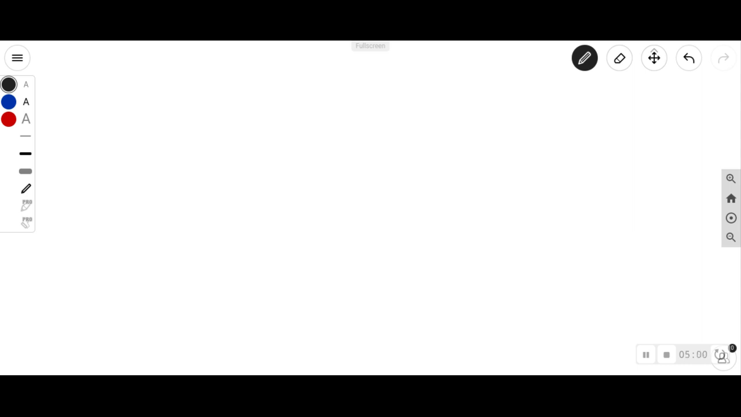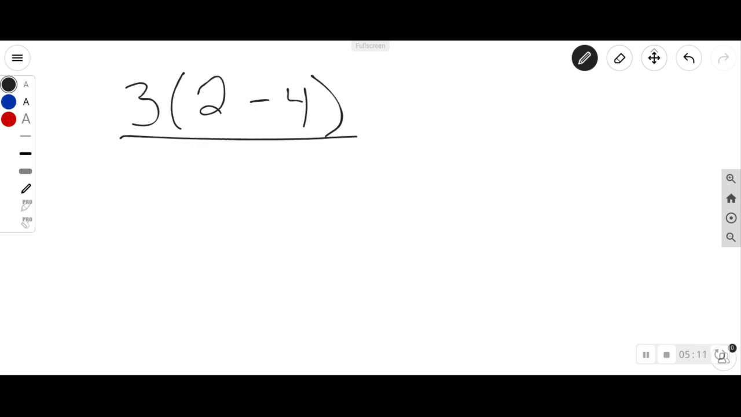Okay, so now let's look at a little bit different one. 3 parentheses 2 minus 4, big division sign, and a 2. The way we normally say this is 3 times, so I'm going to put a little times symbol in there, the quantity, that's what those parentheses are called, the quantity of 2 minus 4 all over 2. That's what we call that big fraction bar.